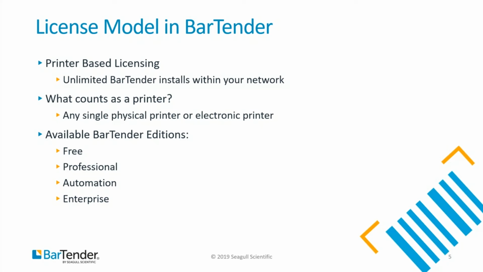So we have the printer-based licensing, and then it's also by edition. We see the 4 editions available in BarTender. A good example would be, you have an Enterprise 50 printer license. As always, with every edition, you can install the BarTender Designer on as many PCs as you'd like, and then you're limited to the number of printers, which we just covered.